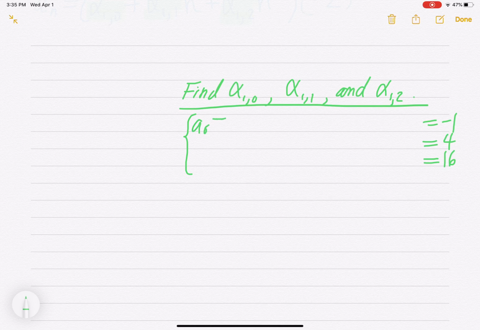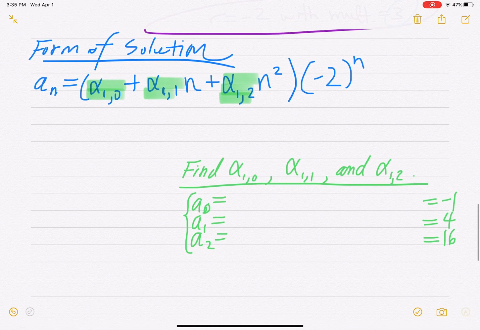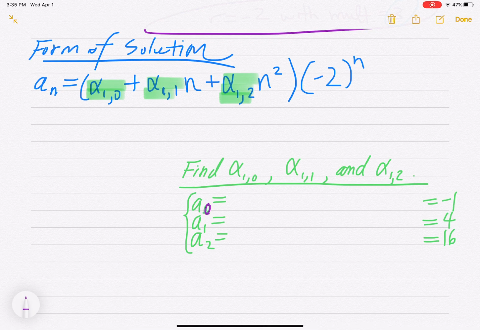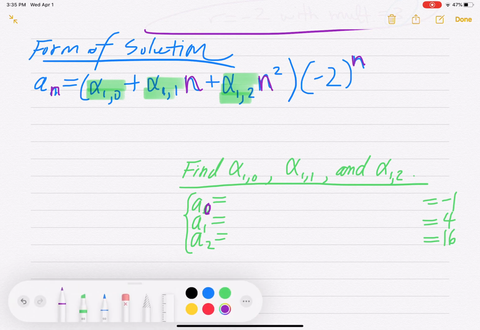Say a0, a1, and a2 respectively. So what I'm going to do is plug in 0 in place of n in the form of the solution. I'm going to put a 0 here, a 0 here, and a 0 here. That's going to leave me with just alpha 1,0.